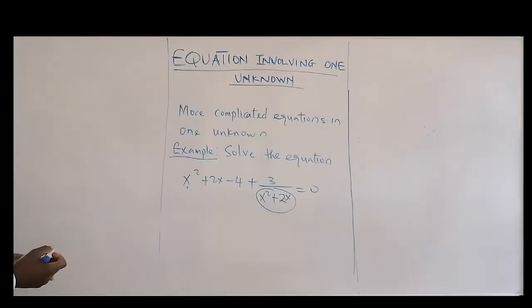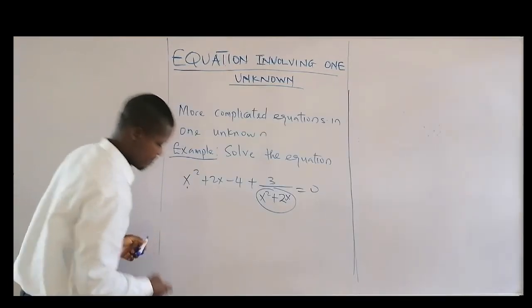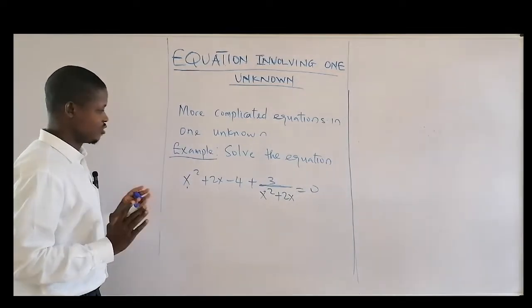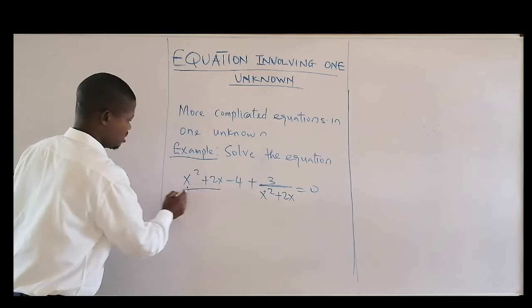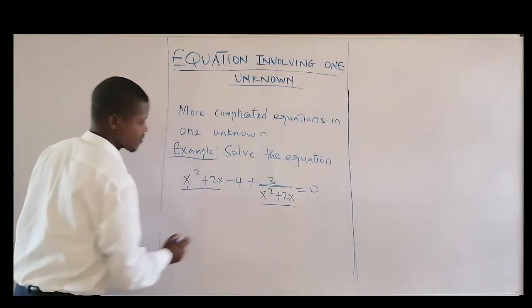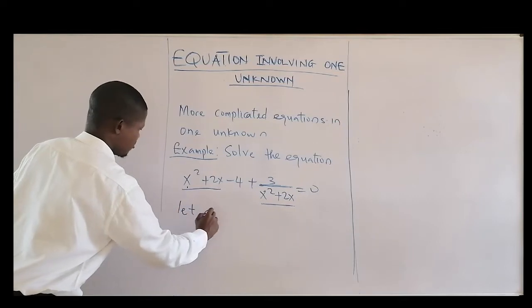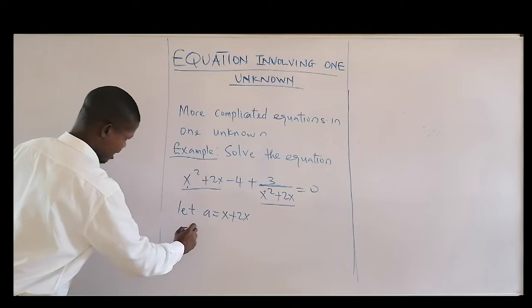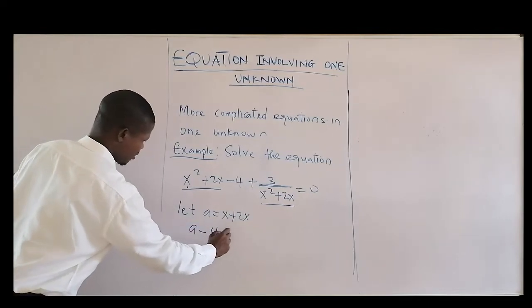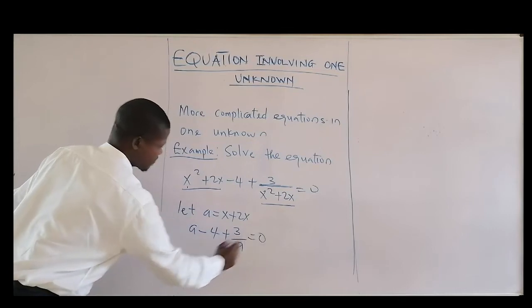Okay. Yeah, we're looking at this case now. If it's complicated, there is no problem. Just observe the equation and check. This one and this one, they're the same thing. So we can give it a letter, let a be equal to x squared plus 2x. So that will be a minus 4 plus 3 over a equal to 0.